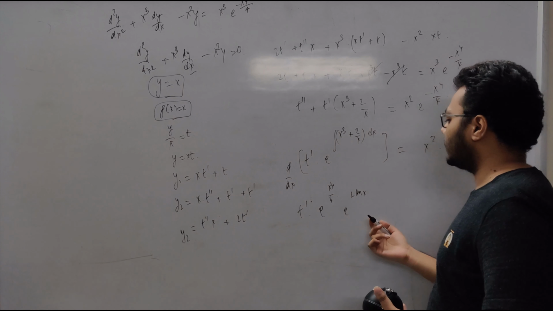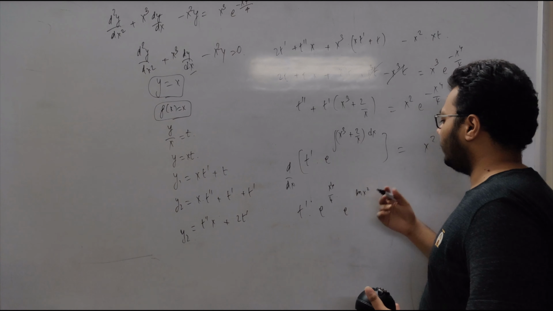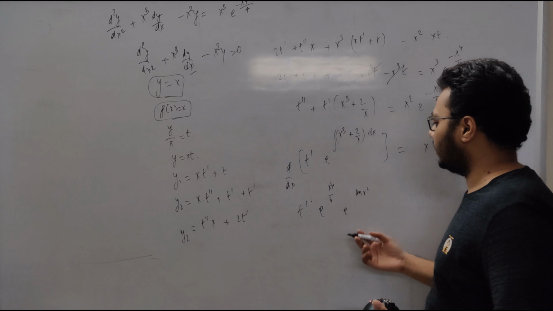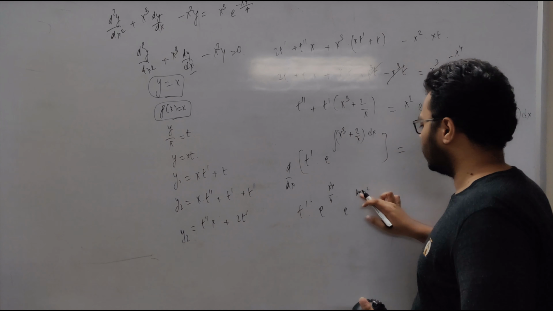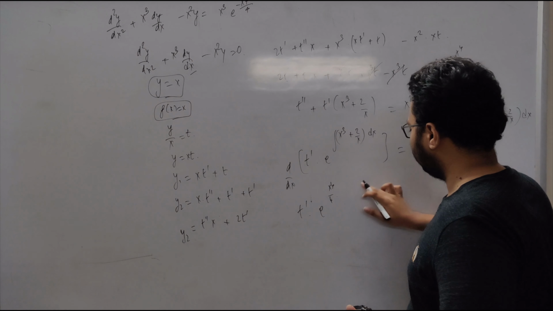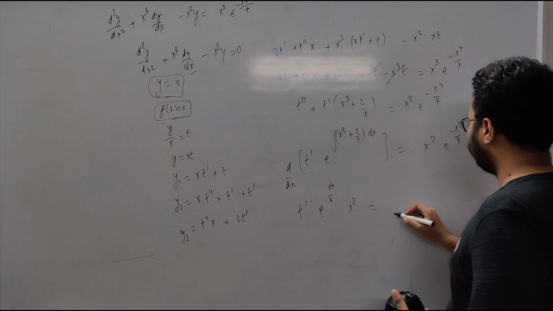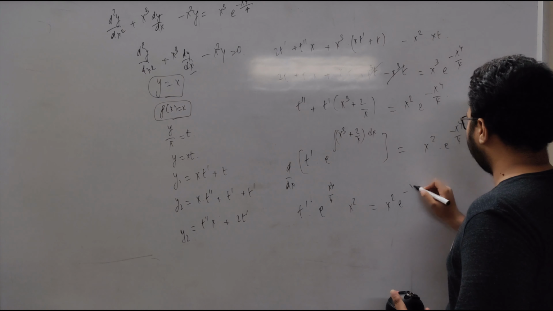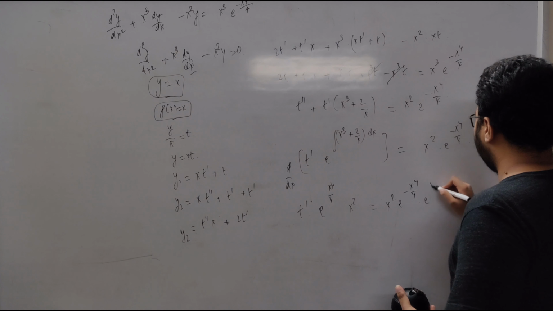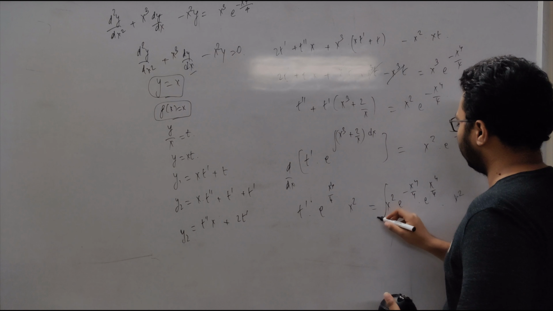Now 2 ln x is ln of x square, and e to the power ln of x square is x square because it is f of f inverse x. So f of f inverse x is simply x. This is equal to x square e to the minus x⁴ by 4 into e to the x⁴ by 4 into x square integral.